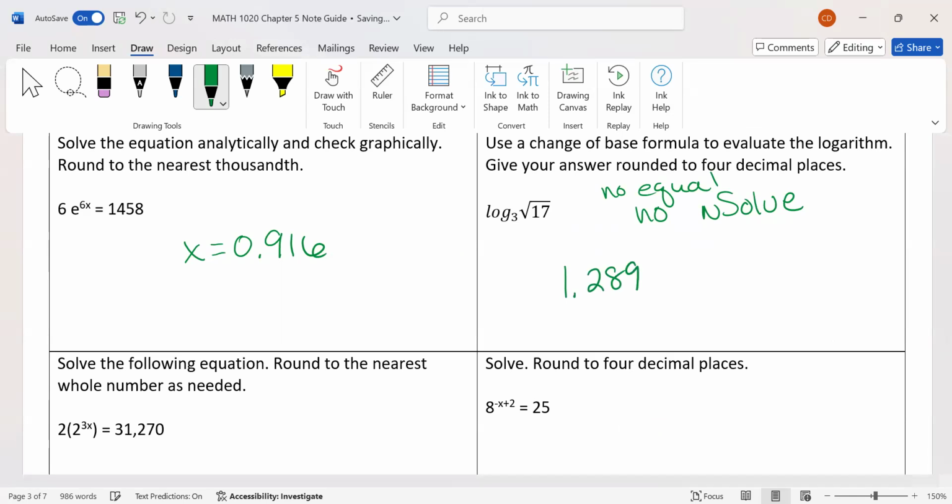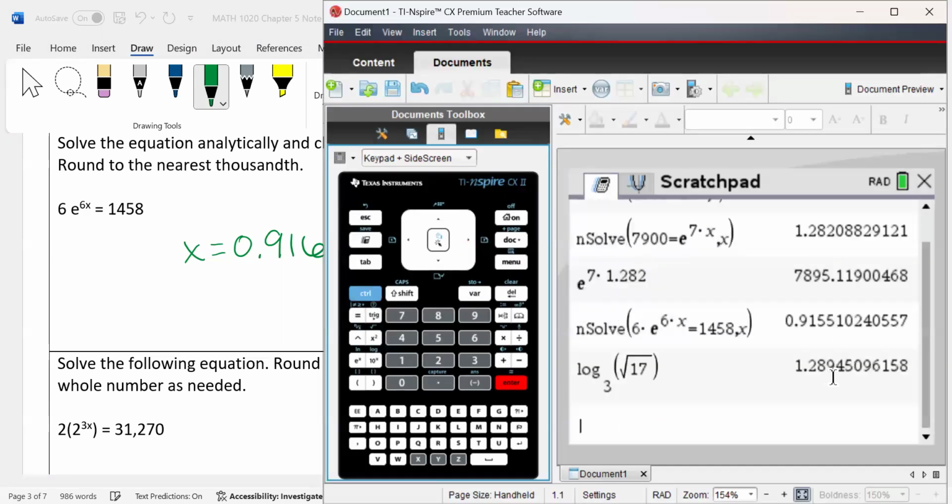1.289. Let's get the fourth one. 94 is going to round up to 5.